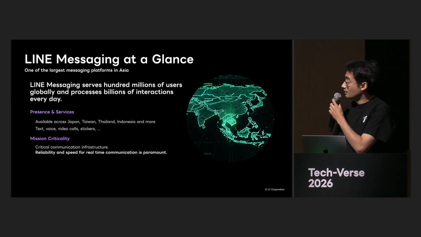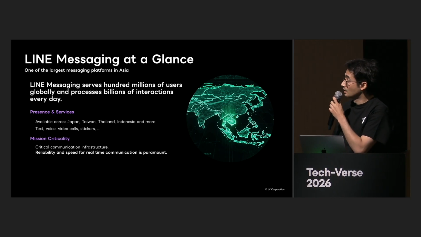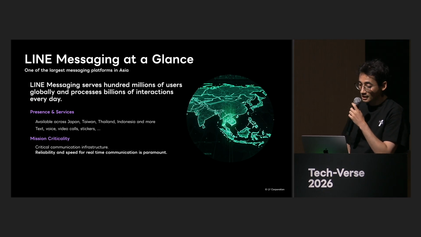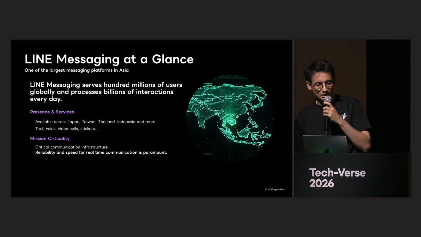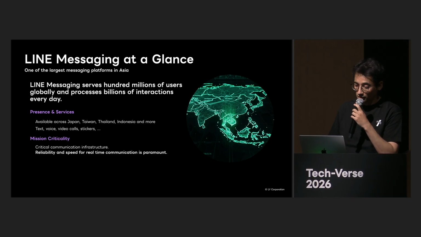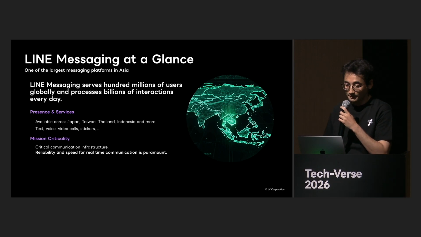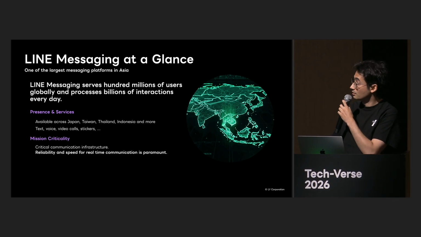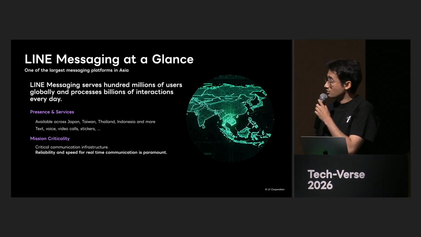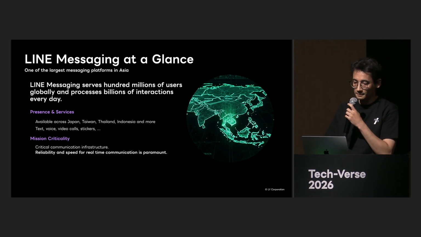For those unfamiliar with the LINE messaging, it's one of the most widely used messaging platforms in Asia, serving hundreds of millions of users globally and processing billions of interactions every day. It's not only about text messaging. It has voice and video calls, rich media, stickers, and much more, and also a whole ecosystem of applications built around it. LINE is a critical communication infrastructure, so reliability and performance are fundamental for us.